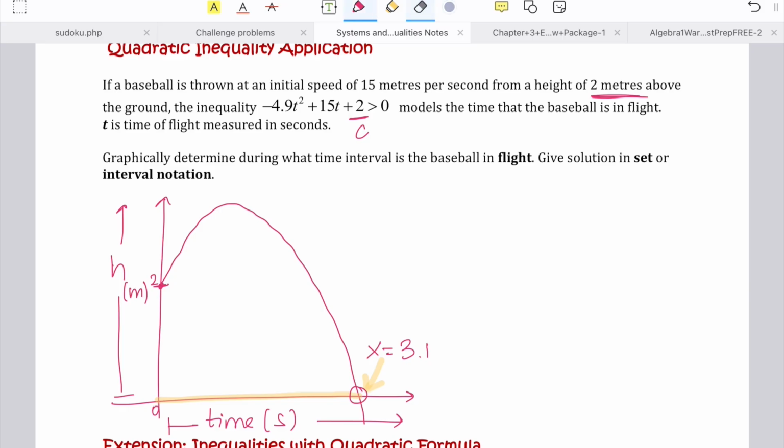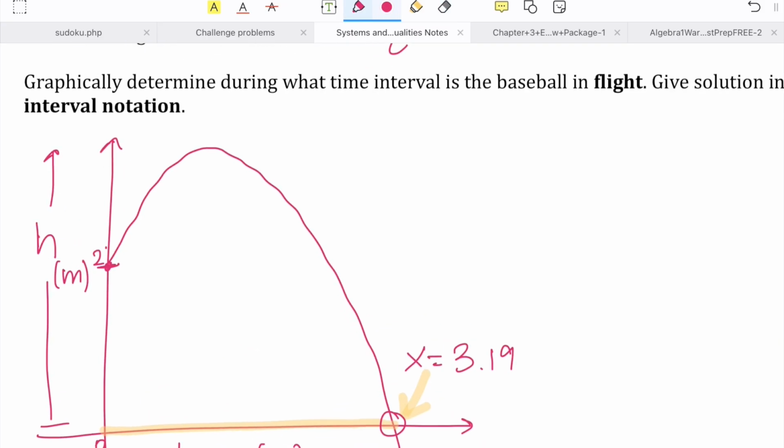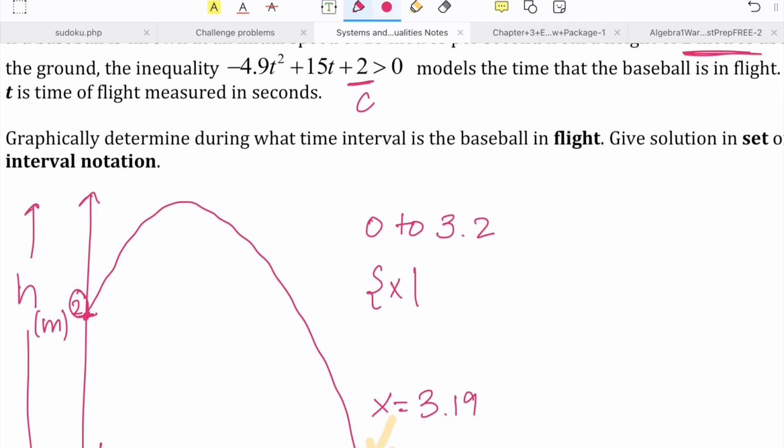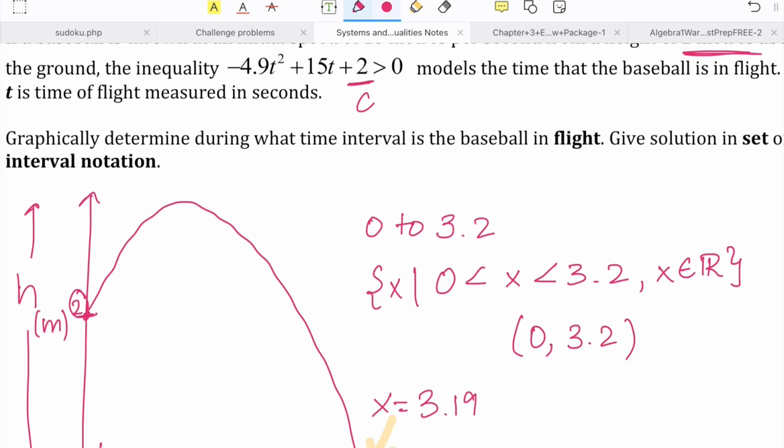so I can just round it up. And at a height of 2 meters, it is at 0 seconds. So we're starting at 0 seconds. That means it's from 0 to 3.2. Because it's between 0 and 3.2, at 3.2 it's going to be on the ground, right? So we'll say 0 less than, we're not going to include our 0, and we're not going to include our 3.2, x is an element of the reals. That's our set notation. Our interval notation is (0, 3.2). Again, round brackets, we're not including it. Okay.